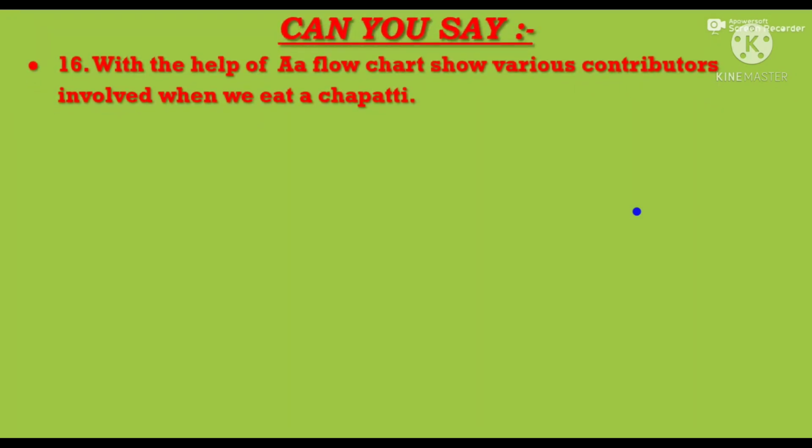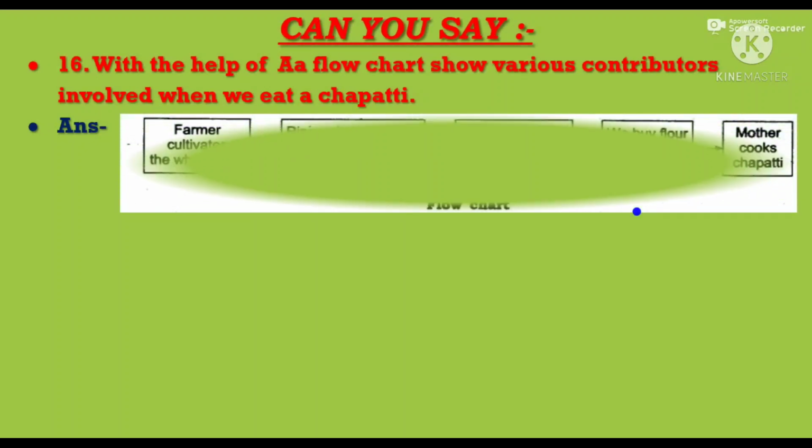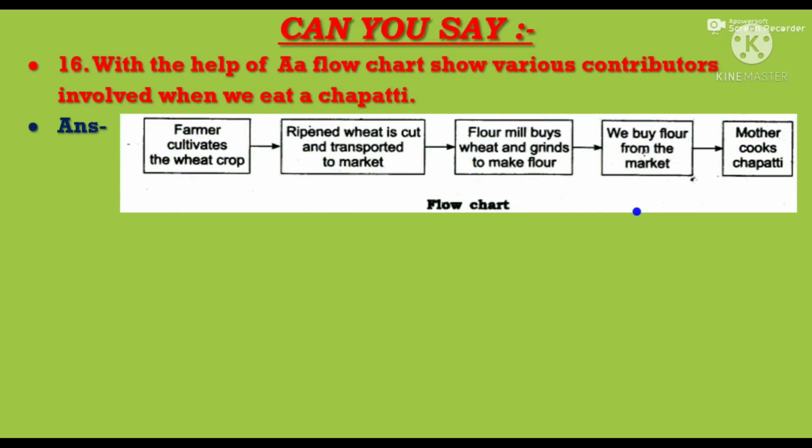Next, with the help of a flow chart, show the various contributors involved when we eat a chapati. So we can draw a flow chart like this. First, the farmer cultivates the wheat crop, then ripened wheat is cut and transported to market by some workers. Then the flour mill boils wheat and grinds it to make flour. Then we buy flour from the market. Then mother cooks chapati. So this is the flow chart of how we get chapati.